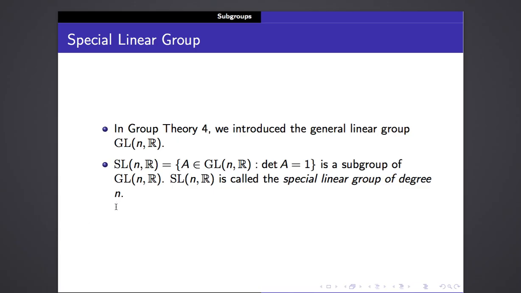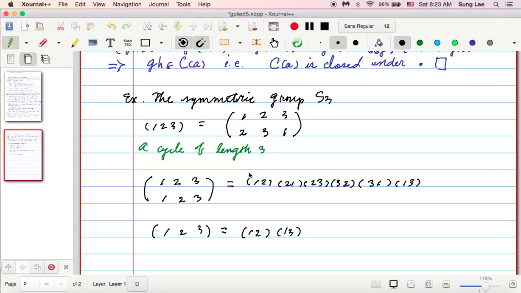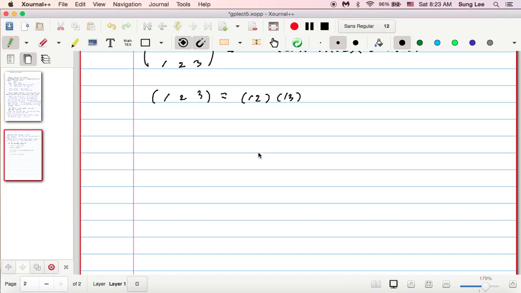So when you have matrix groups and you hear the word special, what it likely means is that the determinant equals 1. Okay, so let's check that. I believe this is the last example, so we are almost done.